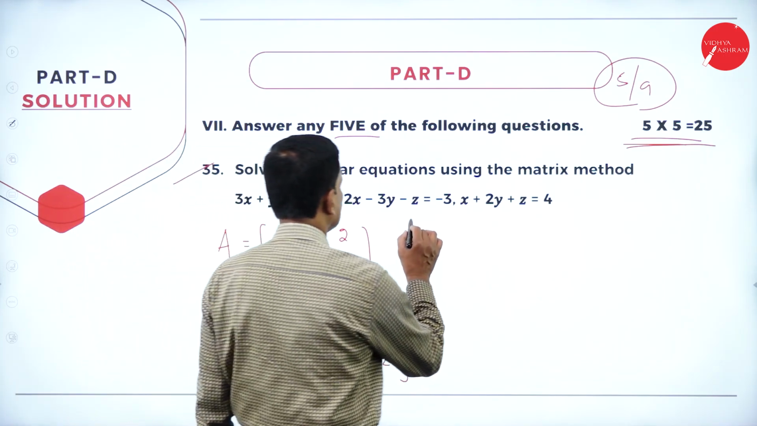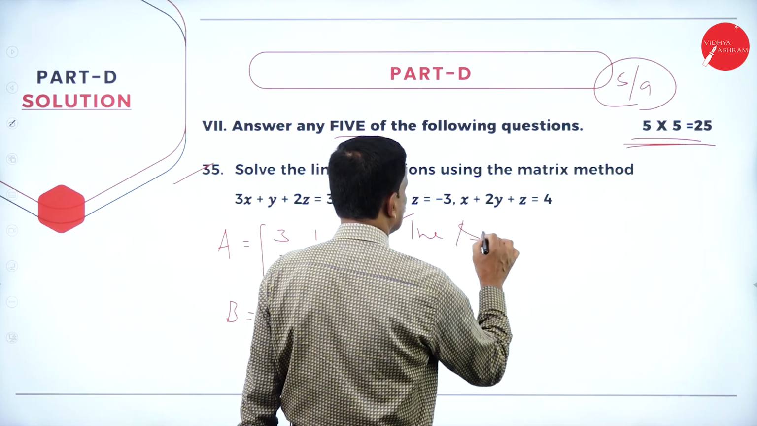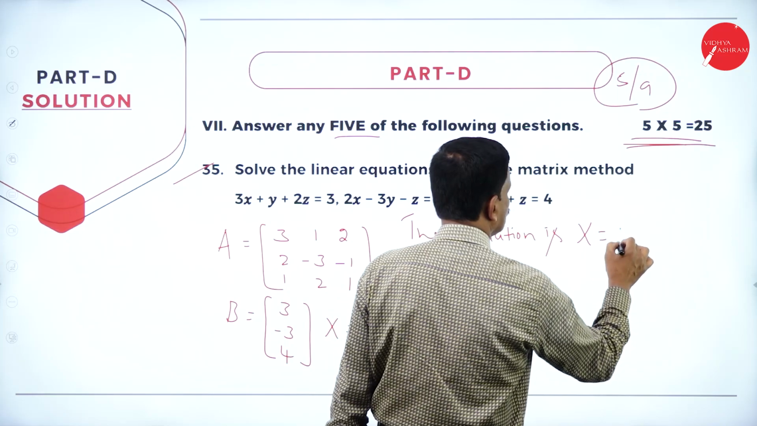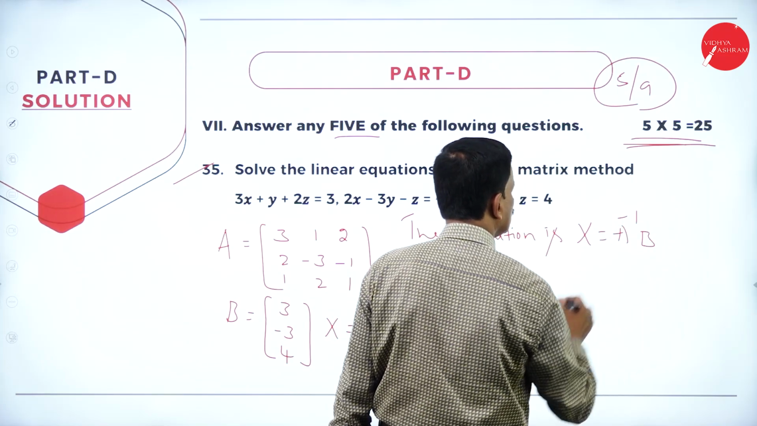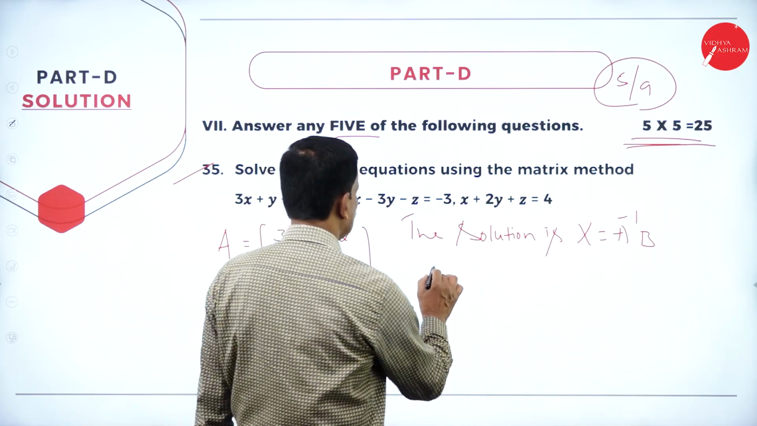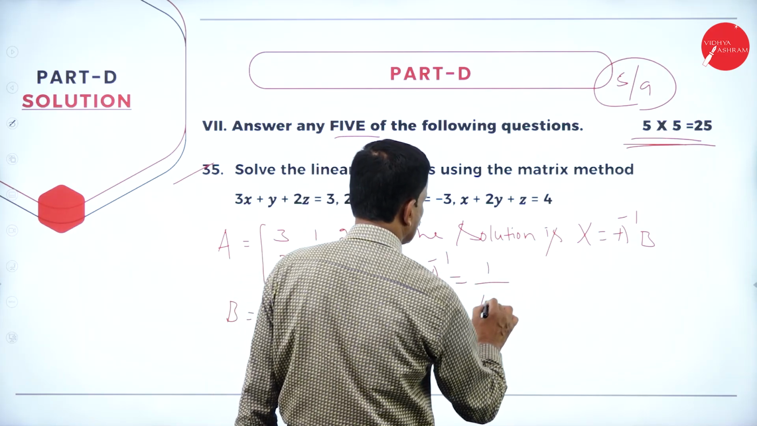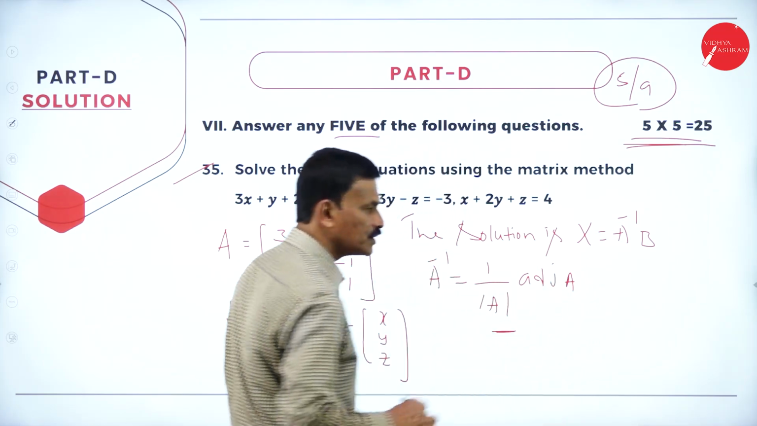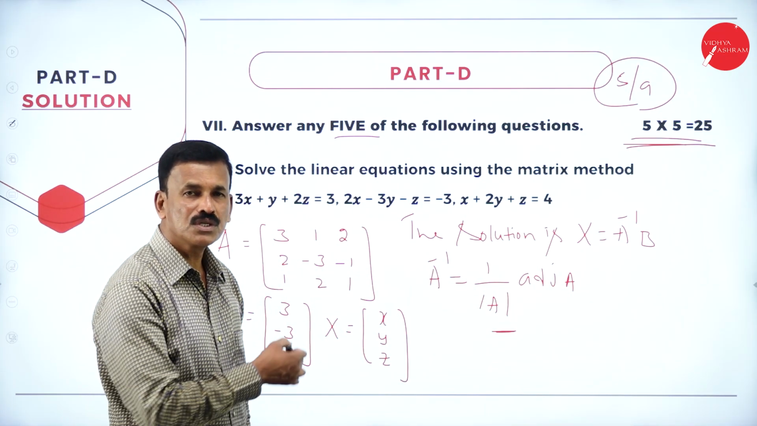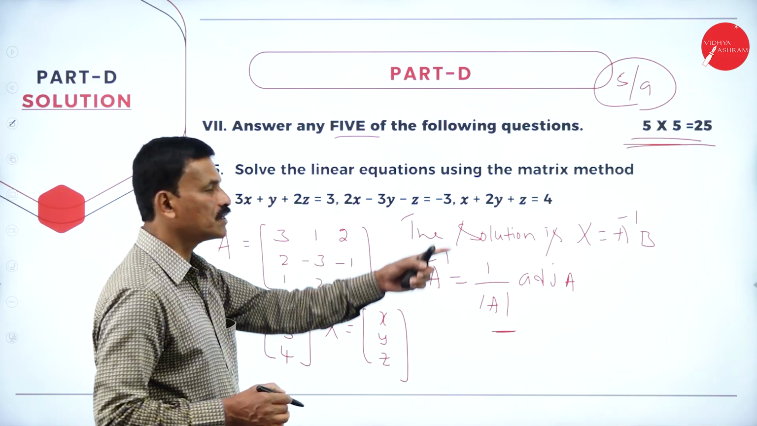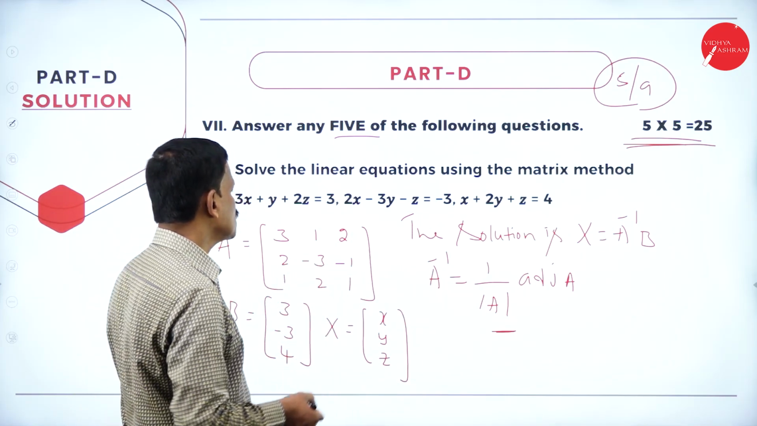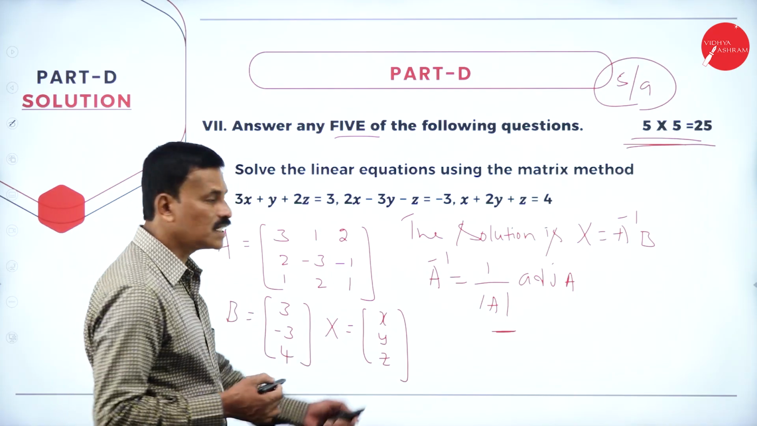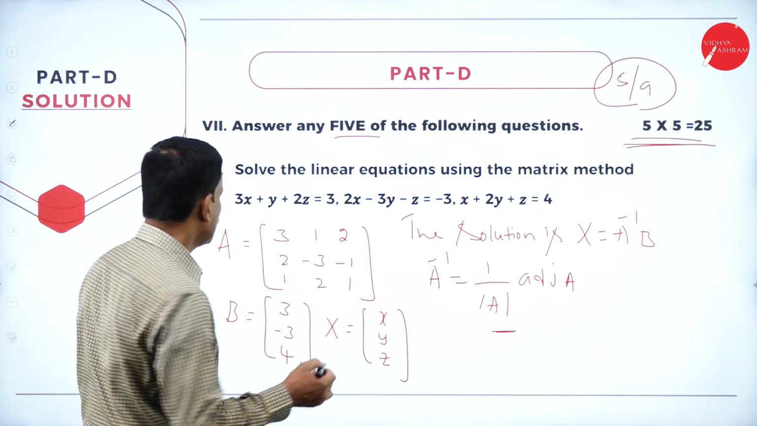Now, what is the solution? The solution is X is equal to A inverse into B. This is the solution. Now, what is A inverse? A inverse is equal to 1 over determinant of A into adjoint of A. So, these are the formulas which we are going to use to solve this problem. Now, just find the determinant of A first.